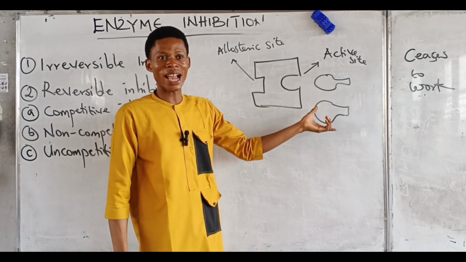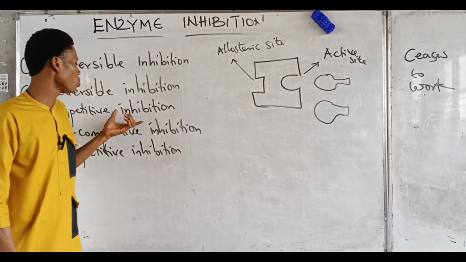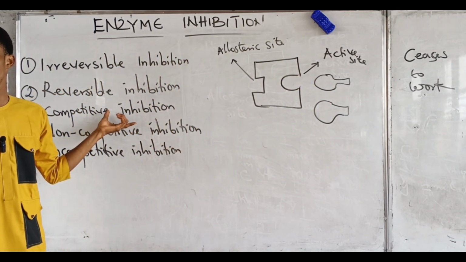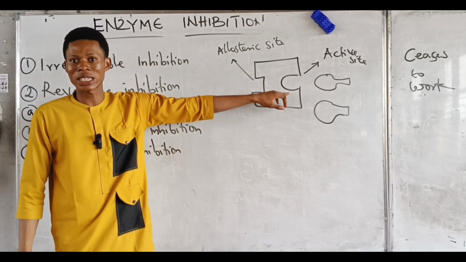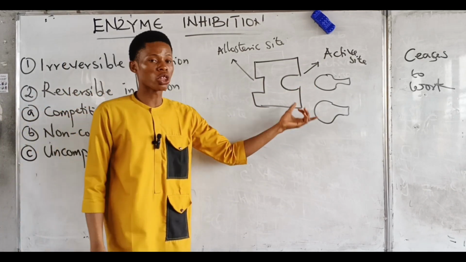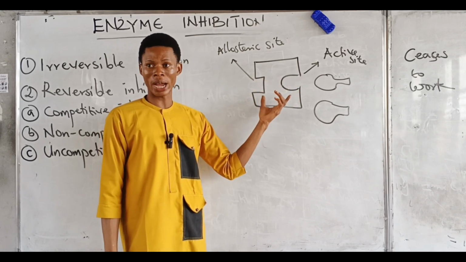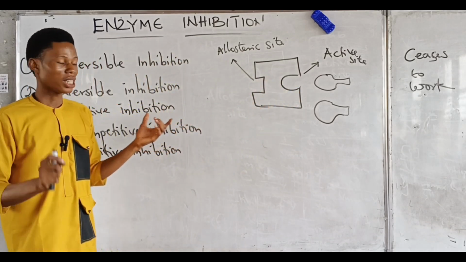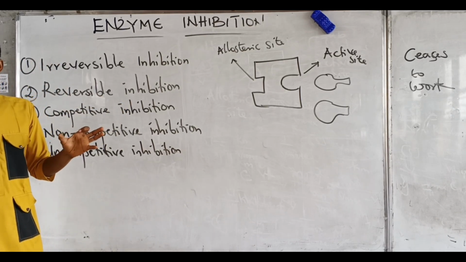Since they have the same shape, any of them can bind here, right? So competitive inhibitors have the same shape as the substrate, so any of them can bind to the active site. If the inhibitor binds first, what do you think will happen? The enzyme activity is blocked, right? But remember, it is reversible inhibition, meaning it can also fall out.